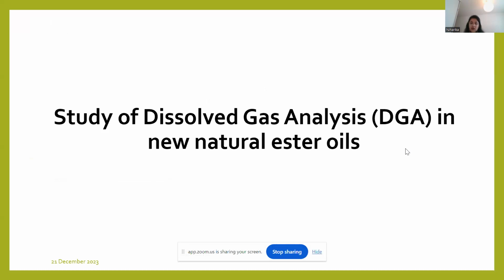So we'll look into the dissolved gas analysis of the new natural ester oil. This is one of the condition assessment methods where we see how the oil performs under thermal stress. In my case, I have done only a thermal stress study. Electrical stress can also be applied to see how the evolution of the dissolved gases takes place in the oil when they're subjected to it for longer duration.